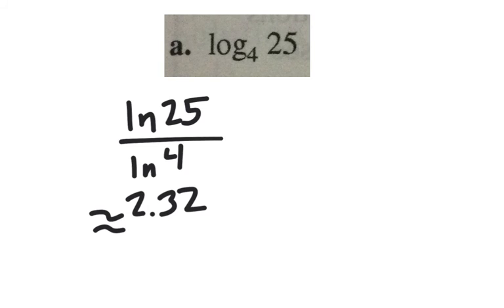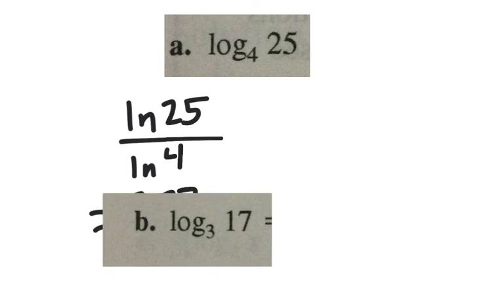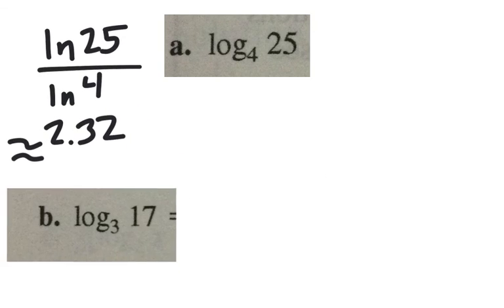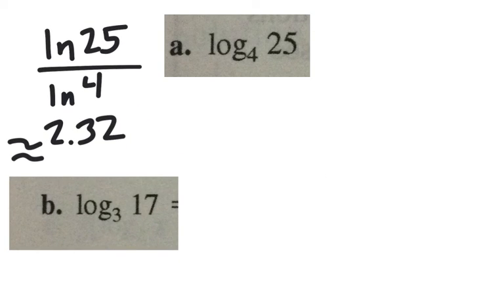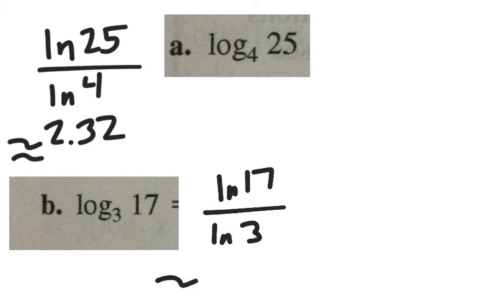And if we do the same thing with our old part b, which was log base 3 of 17, if you rewrite that using natural logarithms, that'd be the natural log of 17 over the natural log of 3. Which, if you plug into your calculator, you will get approximately 2.58.